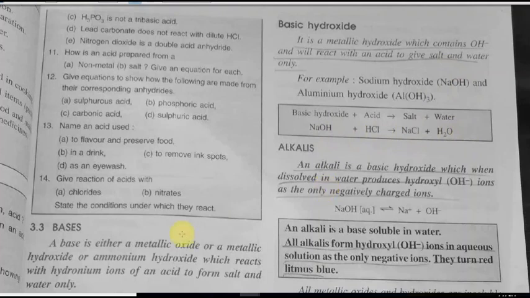Now bases are of two types. One base is water soluble, another base is water insoluble. Alkalis are the first kind of base. An alkali is a basic hydroxide which is soluble in water. Please pay attention to the mouse cursor. An alkali is a base soluble in water. Now it also contains OH minus. So when a base dissolves in water, it is called an alkali and it gives OH minus ions in the water.